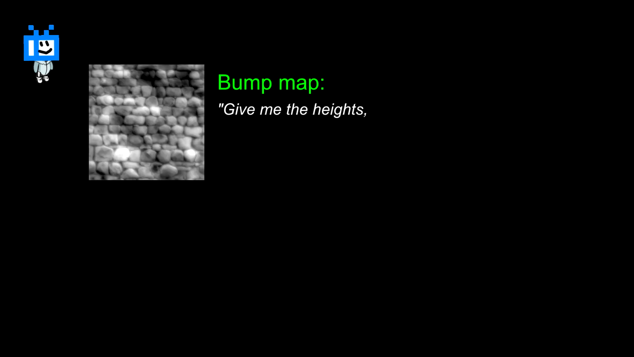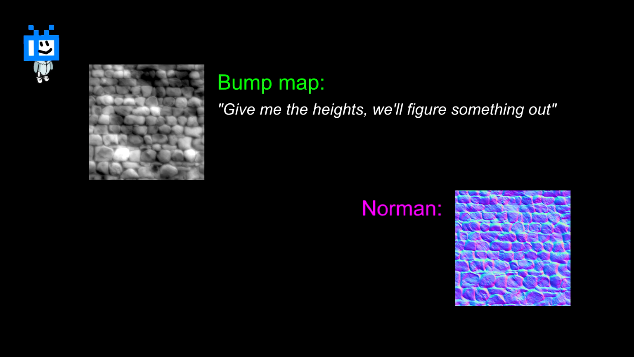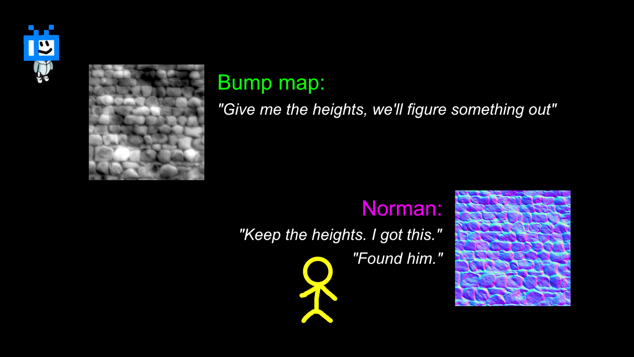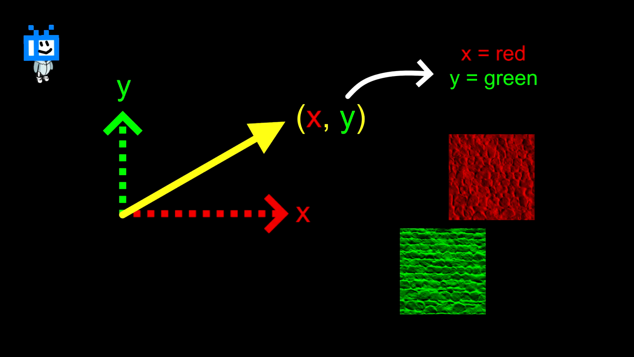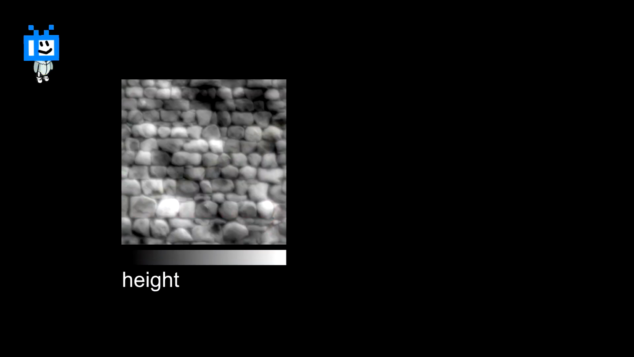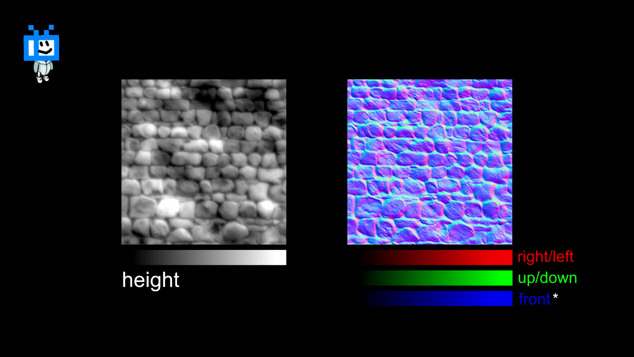But that's Hector. Well, Norman here understands the job better than the bump map. While a bump map simply goes, give me the heights, we'll figure something out, Norman tells you to keep the height, and that he'll somehow store the components instead and use them to find Hector, the normal angle. And Norman does this beautifully by assigning these components to his red, green and blue channels. Which means that instead of a map that stores height, Norman is a special map that stores the direction of these normals in the form of colors.